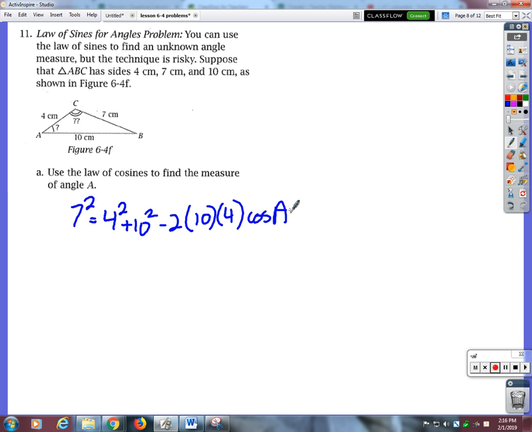Yeah. I'm really glad. No, it's okay, because you've learned, and so that's what's most important. It's not a big deal that you got that problem wrong on the assignment. What is a big deal is that now you have a better understanding of the formula. So 49 equals 116 minus 80 times the cosine of A. 49 minus 116 is 51, 61, 67.